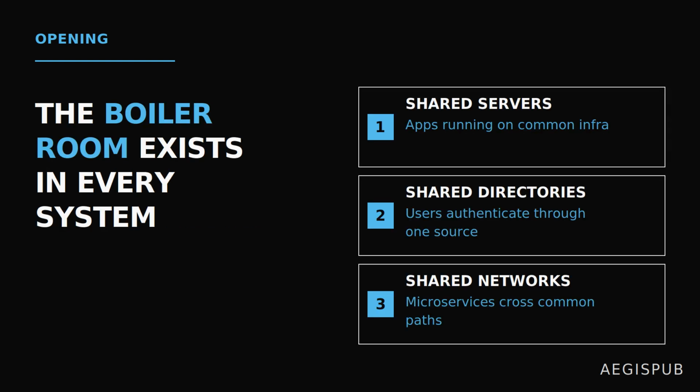Now translate that building into an information system. You have applications running on shared servers, users authenticating through shared directories, microservices calling each other across shared internal networks, tenants in a cloud environment sharing the same physical hardware. The equivalent of the boiler room exists in every one of these designs, in its specific form. Which shared component, at which layer, serving how many users or processes, is the thing that determines whether a single breach becomes a contained failure or a cascading disaster.